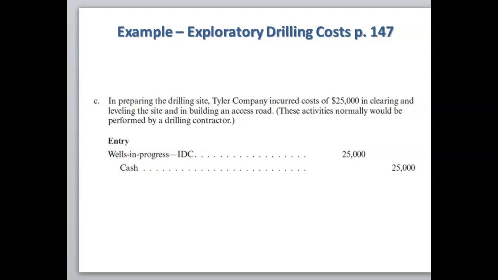In preparing the drilling site, Tyler Company incurred costs of $25,000 in clearing and leveling the site and in building an access road. We're going to debit wells in progress, IDC, and we're going to credit cash.